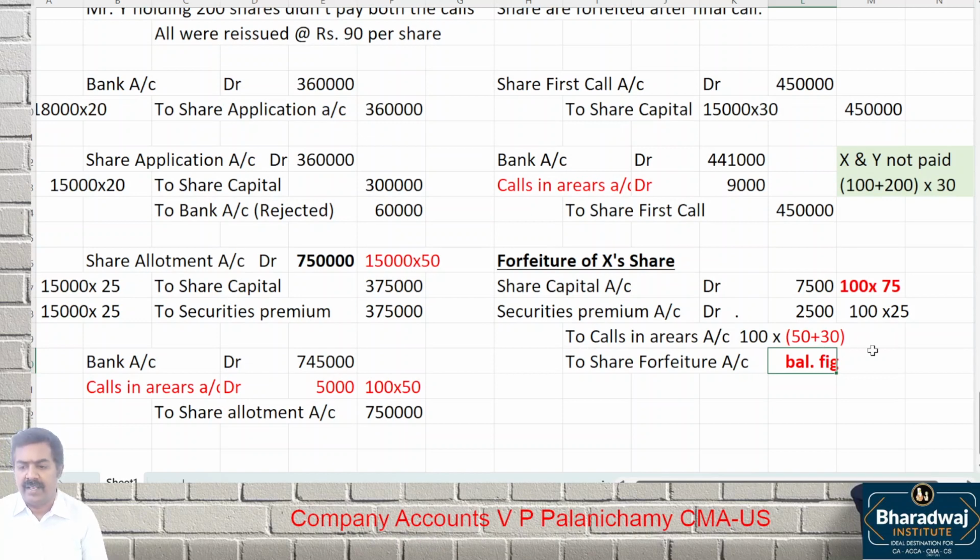So 100 into 80, how much will it be? 100 into 80, 8,000. The balance will go to which account? Share forfeiture account, the balancing figure. What is the balancing figure? 2,000.